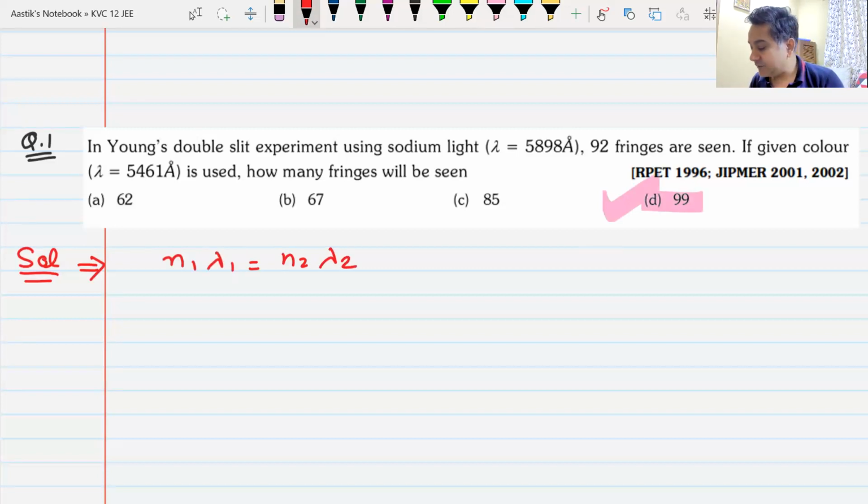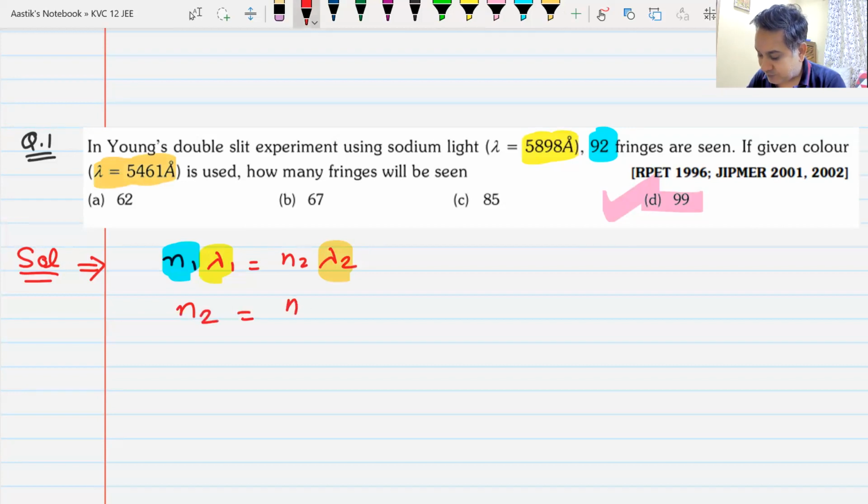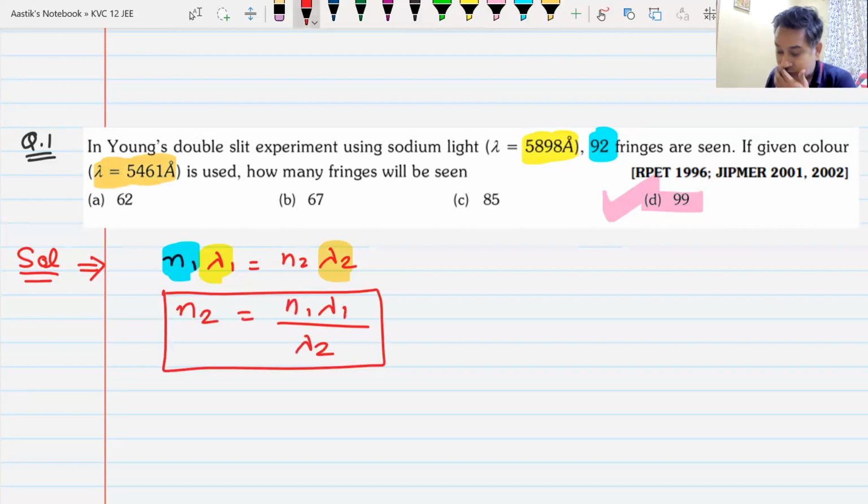The first n1 is 92 and lambda 1 is 5898. Lambda 2 is given as 5461. You just have to calculate the value of n2. n2 will be n1 lambda 1 divided by lambda 2. That is how you can solve the question. Do we understand this? Yes or no?